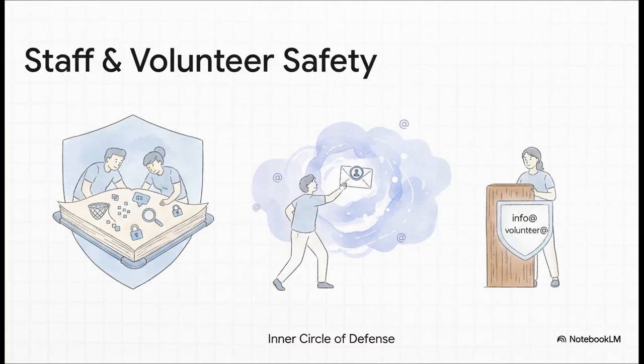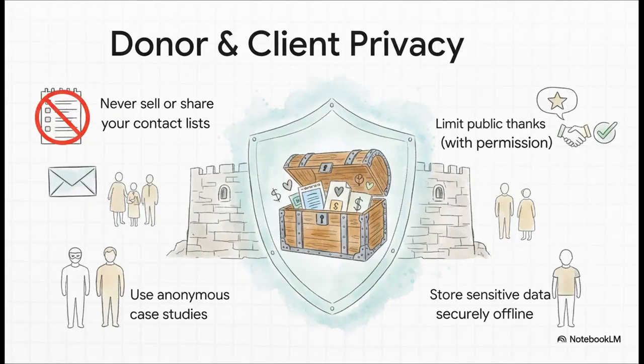Your first line of defense is and always will be your own team. The single most important thing you can do is just educate them. Teach your staff and volunteers what data brokers are and give them the resources they need to opt out. Simple little things like using generic email addresses like info@ for public-facing roles can also make a huge difference in reducing their personal risk.